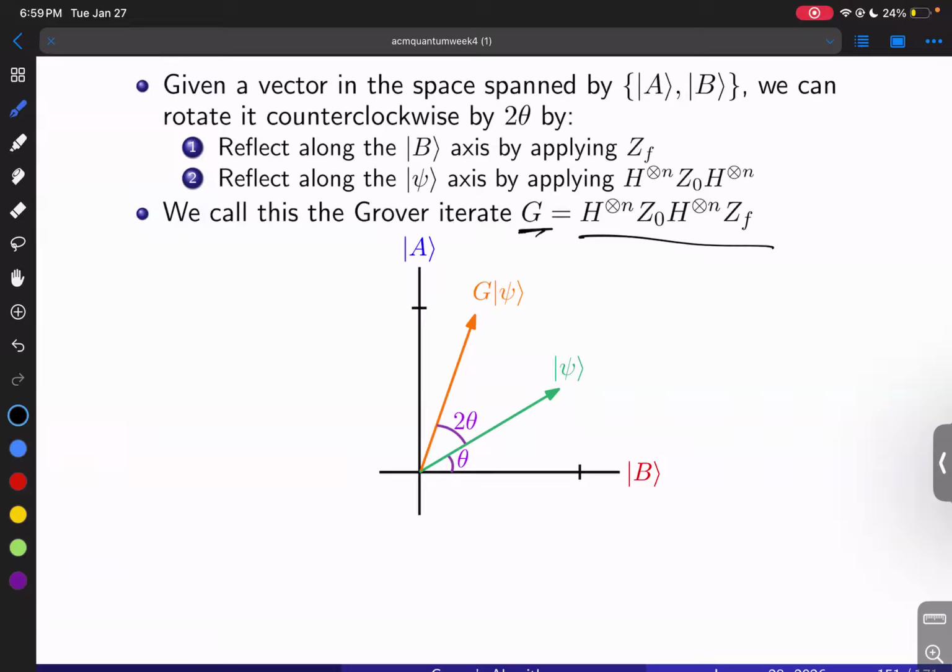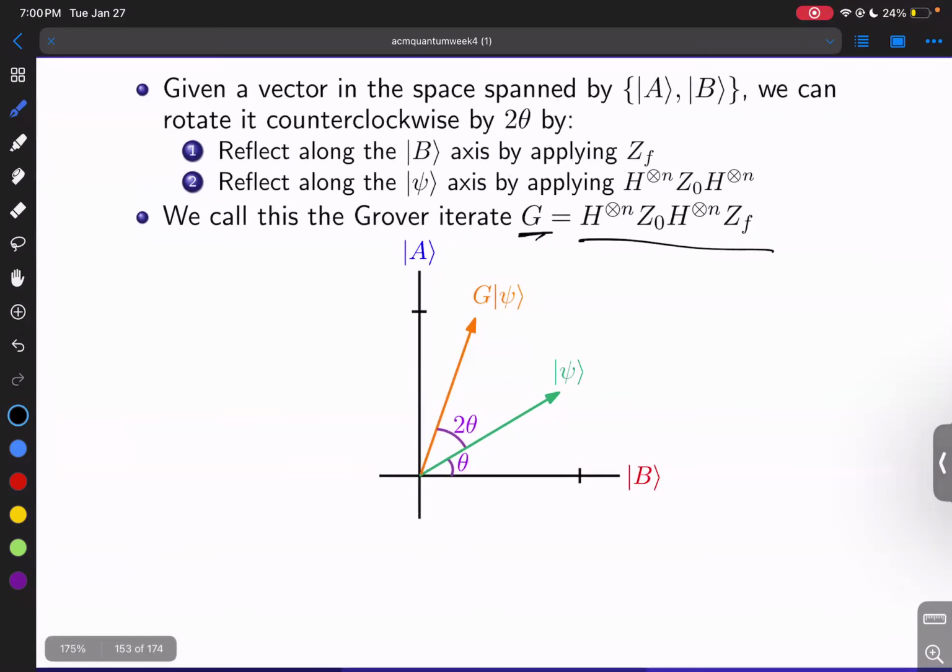So what we did before was just a derivation that this works, right? But in general, this is the essence. For the Grover iterate, does it not matter that CF is above?